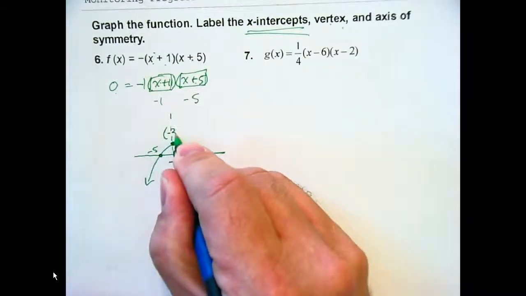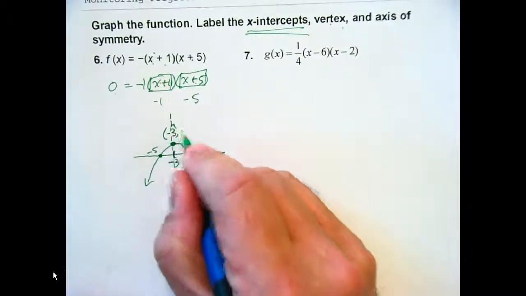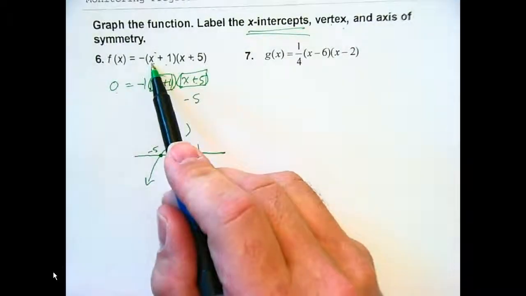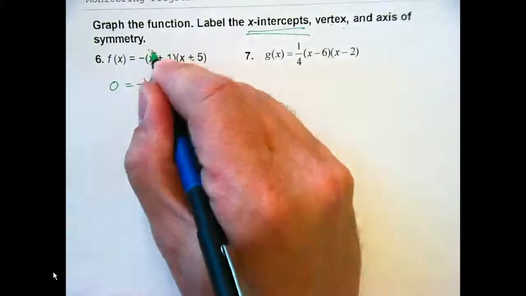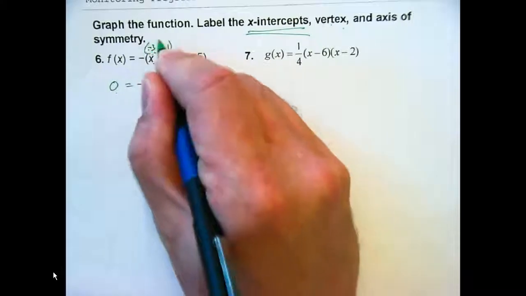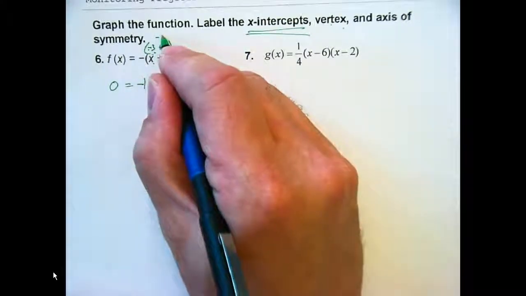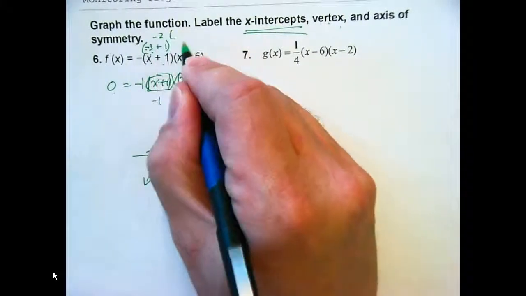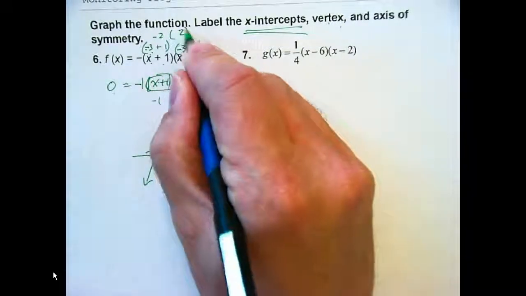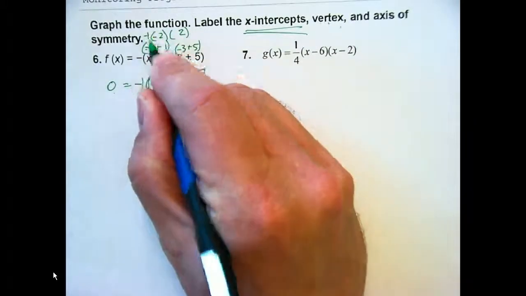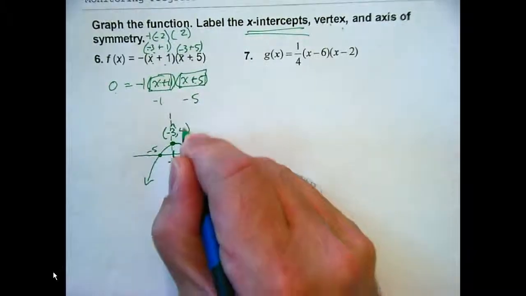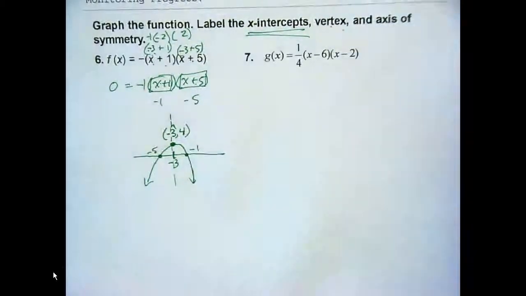That's h. What's k? Well, we have to plug it in. Right? If we do f of negative 3, put negative 3 in. Negative 3 plus 1 is negative 2, times negative 3 plus 5, which is 2, times negative 1, which is 4. Negative 3, 4. That is my vertex.